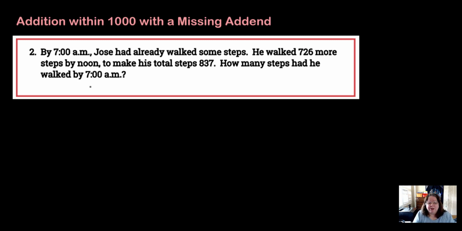This time I'm going to circle or highlight things that I think might be important. Okay. By 7 a.m., Jose had already walked some steps. We don't know how many steps. I'm going to put a question mark there. He walked 726 more steps by noon to make his total steps 837. How many steps had he walked by 7 a.m.? There's a couple different ways we can look at this.